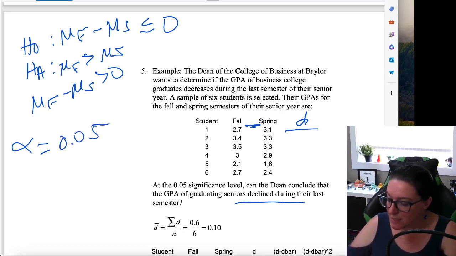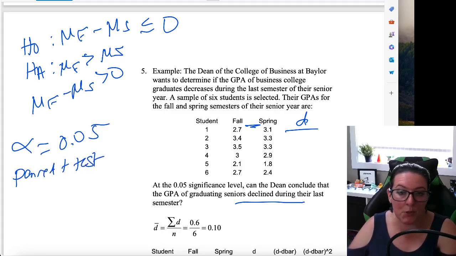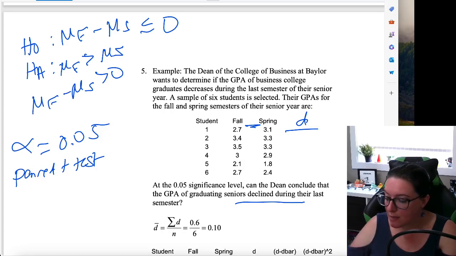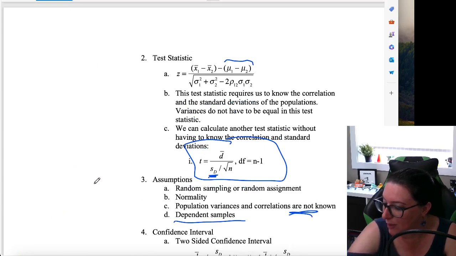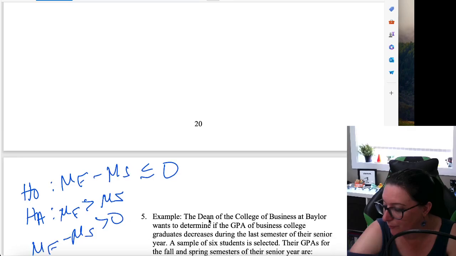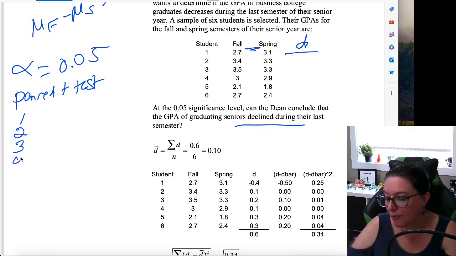Test statistic is a paired t-test. Assumptions of a paired t-test: random sampling, normally distributed population, correlation and variance in the population is not known, right? Let's go back to our list. Random sampling, normality, population variances and correlations are not known, and that we have a dependent sample. So make sure we list out all of those.